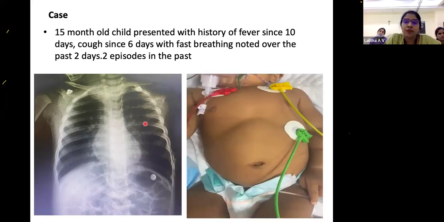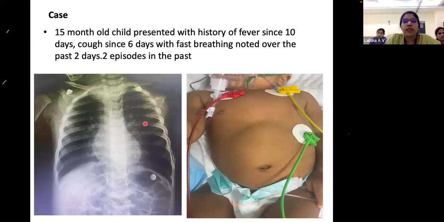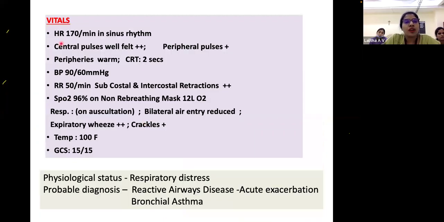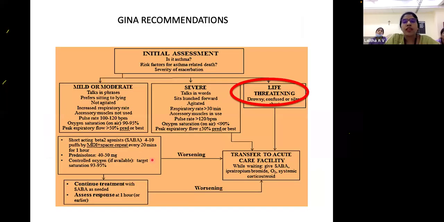Steroids have been administered. Still, he continues to be tachypneic. On examination, the heart rate is 170. The hemodynamics look perfect, but he is tachypneic and has severe subcostal and intercostal retraction. We have given back-to-back nebulization, and he has bilateral wheeze. His diagnosis is reactive airway disease, acute exacerbation. We don't label it as bronchial asthma in under 5, so it is wheeze associated lower tract infection. When you get such a child, first always classify them.